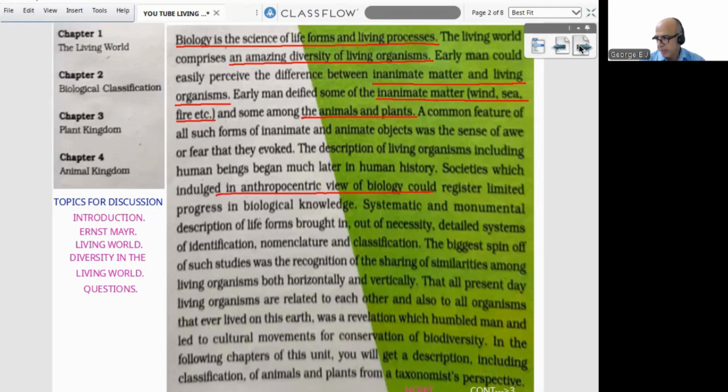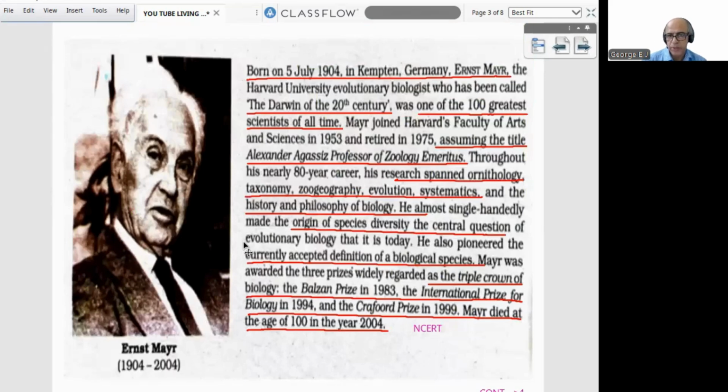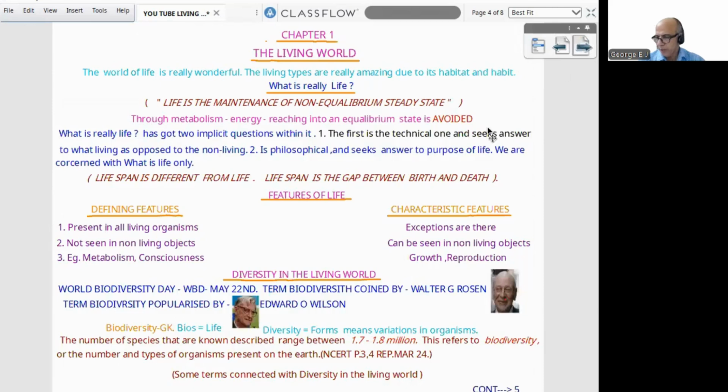Then we entered into the famous scientist Ernst Mayr and his contribution. Among 100 scientists, he will be one. He is often referred to as Alexander Agassiz Professor of Zoology Emeritus. He worked in a lot of branches of biology. He defined the biological species. He received 3 very famous awards, the Triple Crown, and he passed away at the age of 100 in 2004. Then we entered into the chapter, living world.